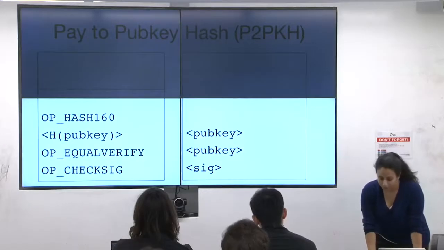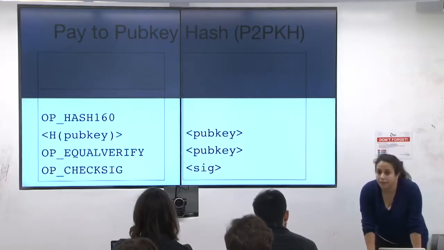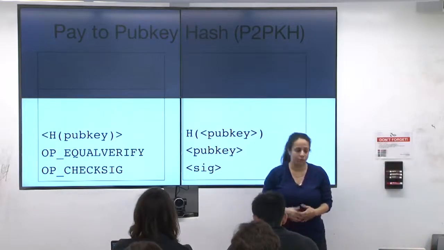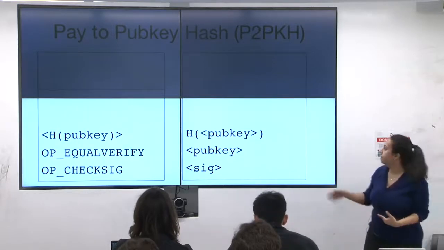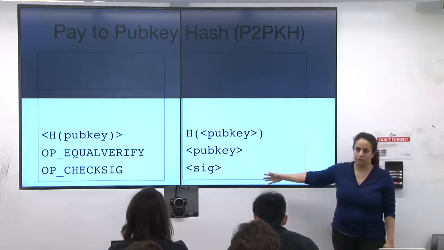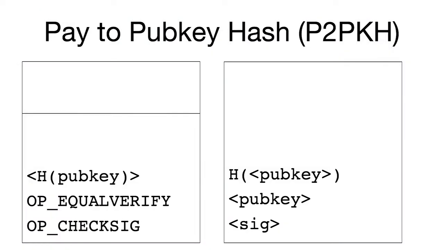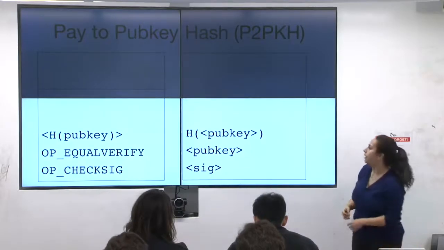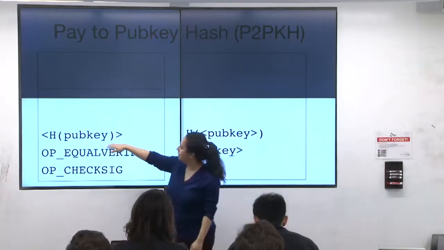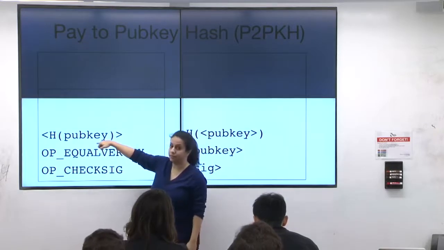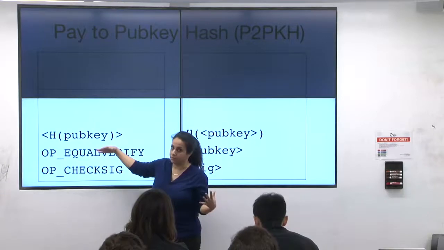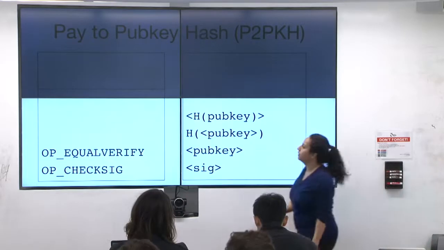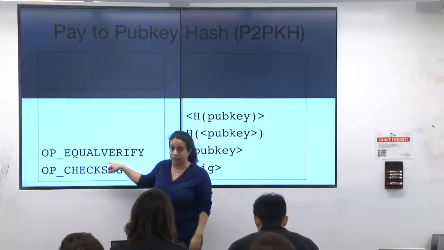It also does exactly what it sounds like. It takes what's on the top of the stack, it hashes it, and it pushes that hash onto the top of the stack. So after we run op hash 160, this is what our stack will look like. Next thing is a constant, which is the hash of the pub key. So this is the address that this money is being sent to, essentially. And we put that on the top of the stack.